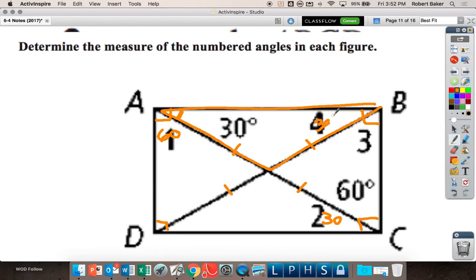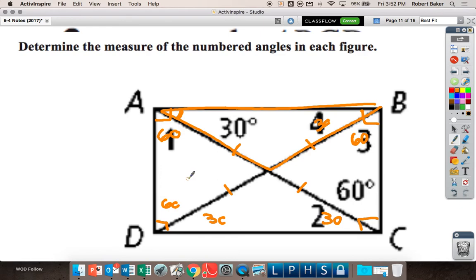So if this angle's 30, how big is angle 3? 60. Right? So if angle 2 is 30, how big is this angle right here? 30. And if angle 1 is 60, how big is this one down here? 60. Now let's go to the middle.